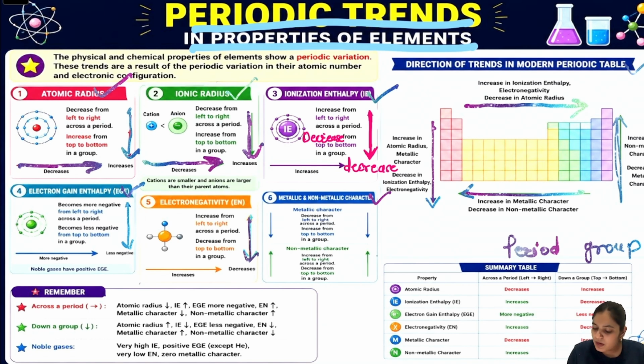Across a period from left to right, the atomic radius decreases and down a group from top to bottom, the atomic radius increases. Next is ionization enthalpy. Ionization enthalpy increases in a period and decreases in a group. Electron gain enthalpy is more negative in a period and less negative in a group. Electronegativity increases in a period and decreases in a group. Metallic character decreases in a period and increases in a group. And non-metallic character increases in a period and decreases in a group.